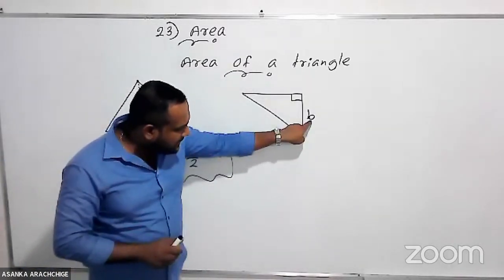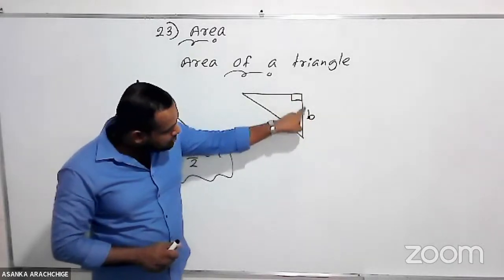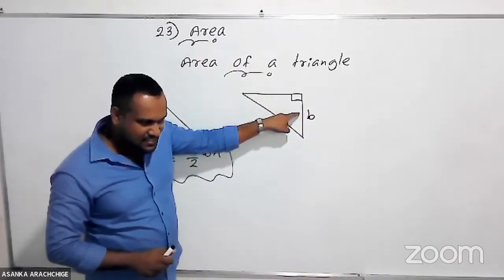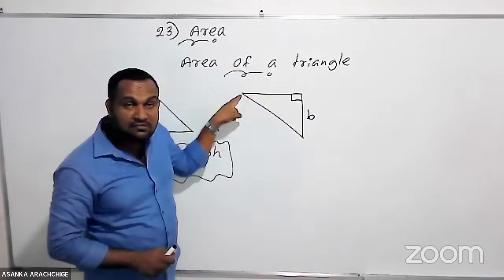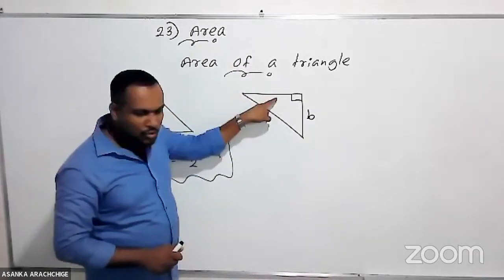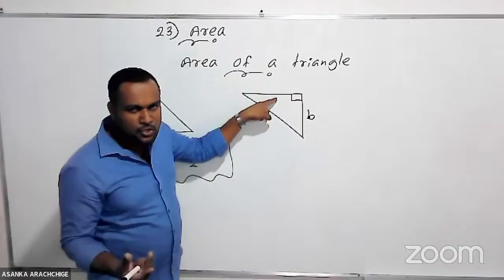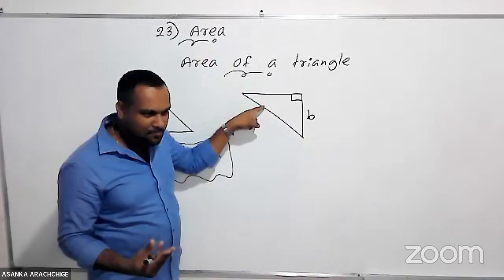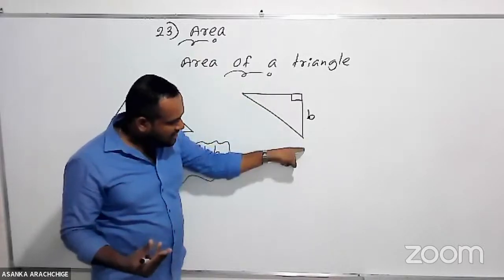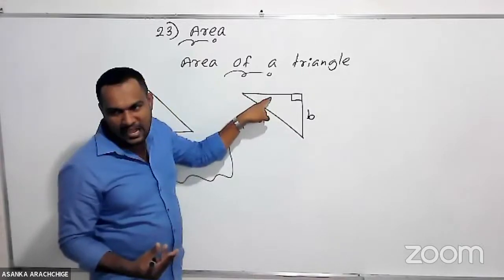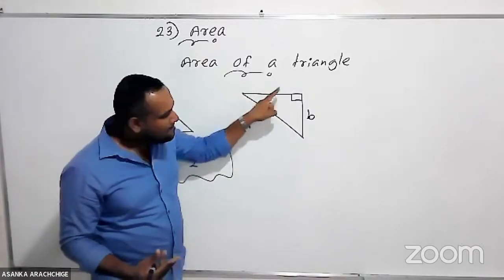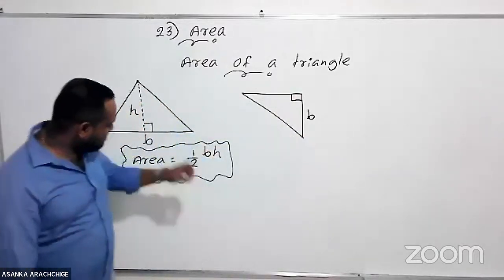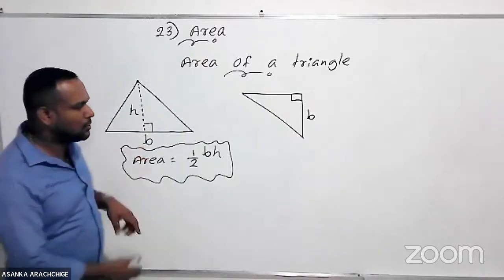If you take this side as the base, this is the vertex opposite the base, no? Now we don't want to draw a perpendicular line from this vertex to the level of the base, because this side is already perpendicular to the base. You don't need to draw a perpendicular height separately like this.